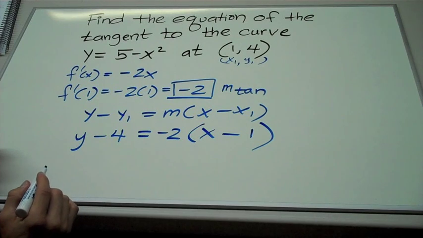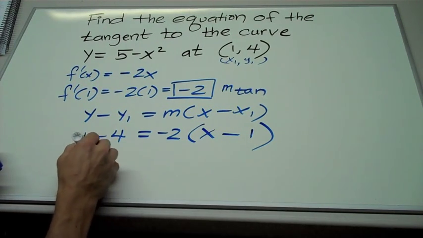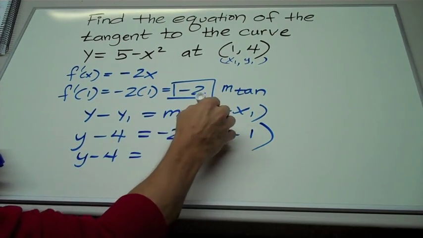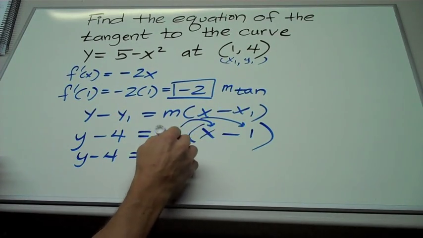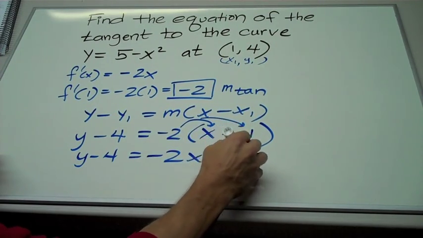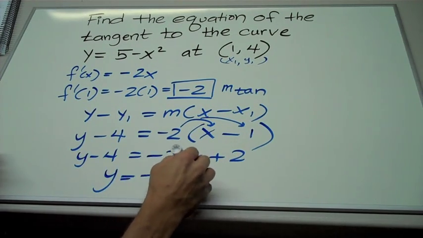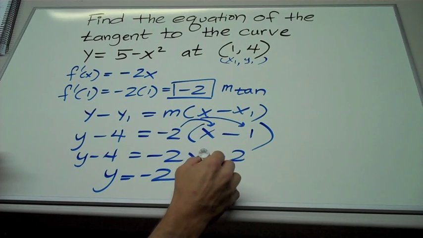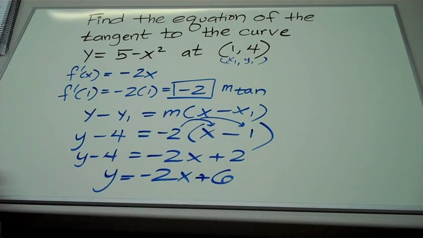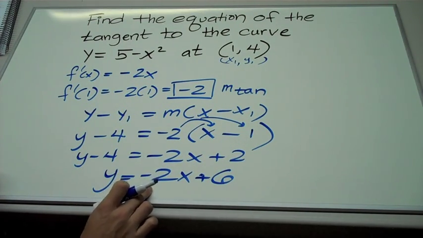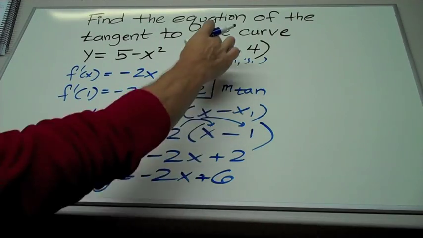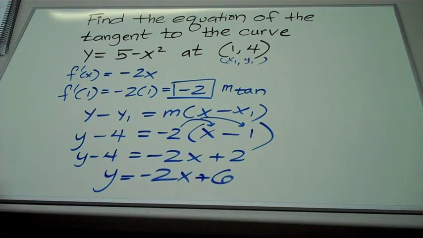From there we can of course clean this up. y minus 4 equals, if I distribute out the -2, I get -2x plus 2. Plus 4 to both sides gives me y is equal to -2x plus 6. There is my answer. That's the equation of the tangent to the curve at x equal to 1.